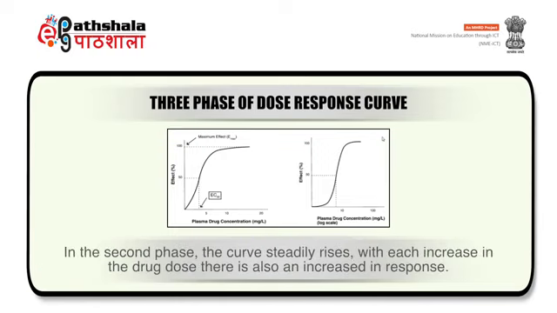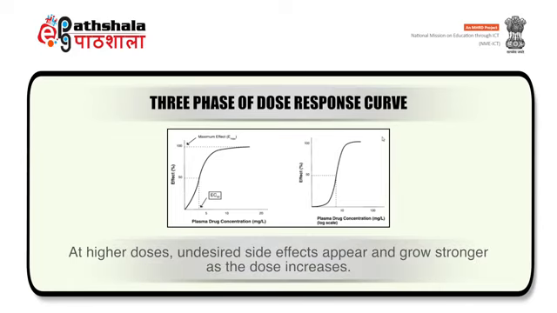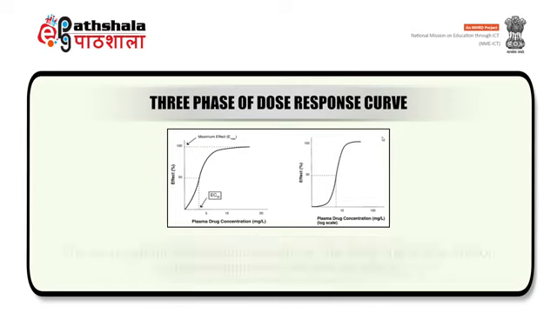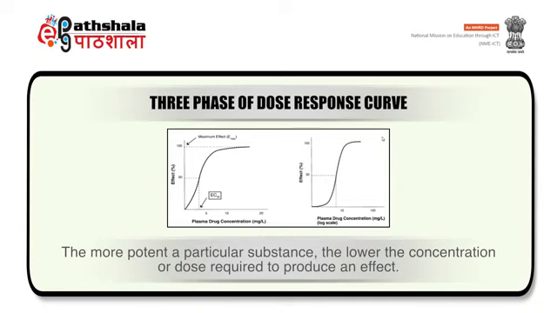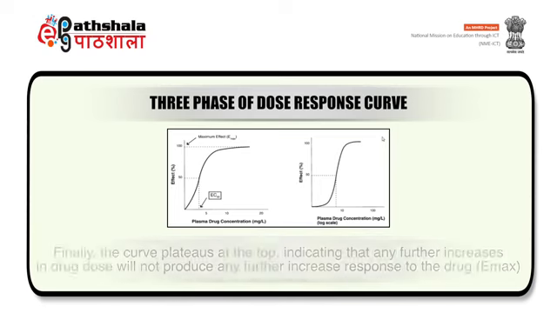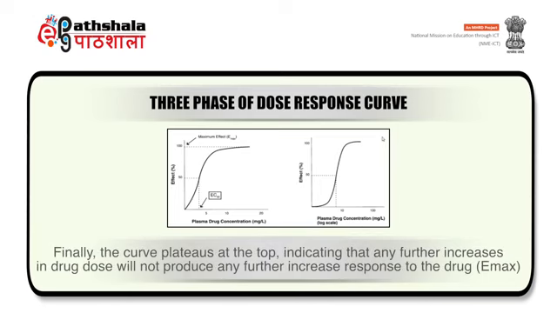In the second phase, the curve steadily rises. With each increase in the drug dose, there is also an increase in response. At higher doses, undesired side effects appear and grow stronger as the dose increases. The more potent a particular substance, the lower the concentration or dose required to produce an effect. Finally, the curve plateaus at the top, indicating that any further increase in drug dose will not produce any further increased response to the drug, which is also called Emax.